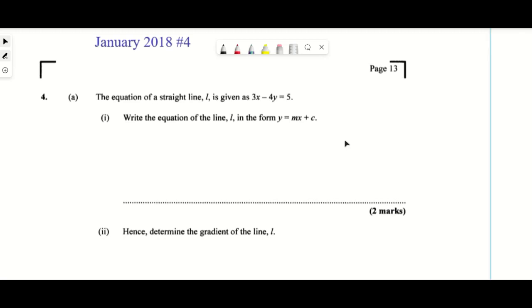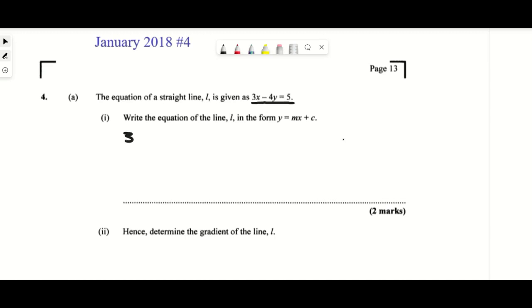Okay, so today we'll be doing January 2018, number 4. They said the equation of a line L1 is 3x minus 4y is equals to 5. Write the equation of L1 in the form y is equals to mx plus c. So first off, we want positive y, right?